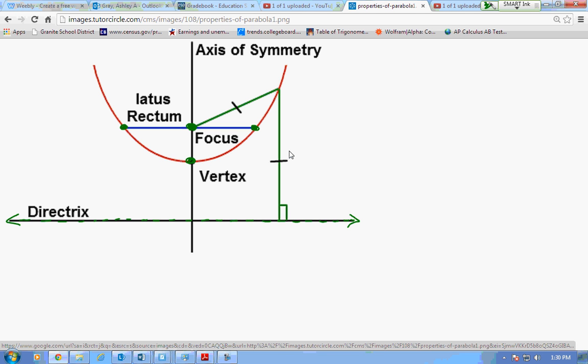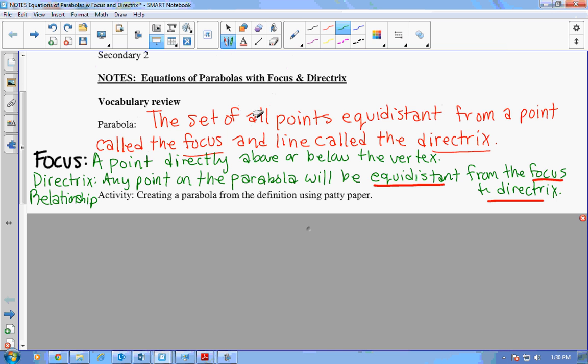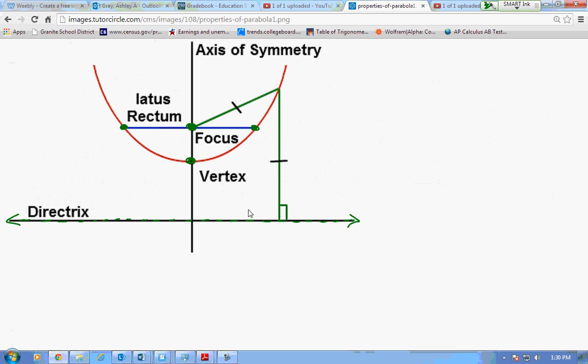Okay, and any point, we said this in the definitions. The set of all points equidistant from a point called the focus and the directrix. Again, the directrix relationship: any point on the parabola will be equidistant from the focus and directrix. So that's what these green lines are. Any point on the parabola, pick this point.